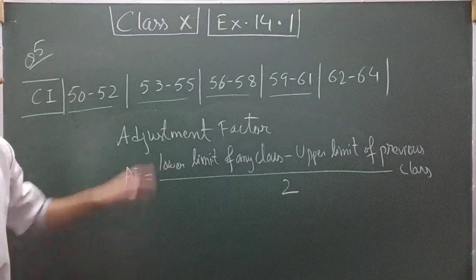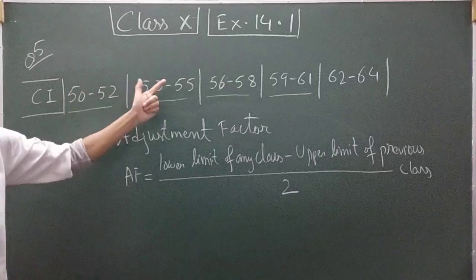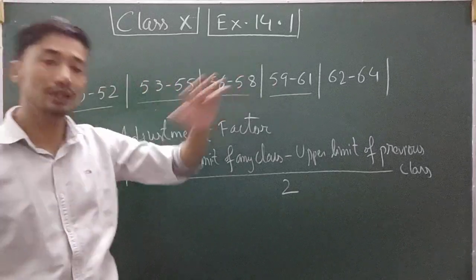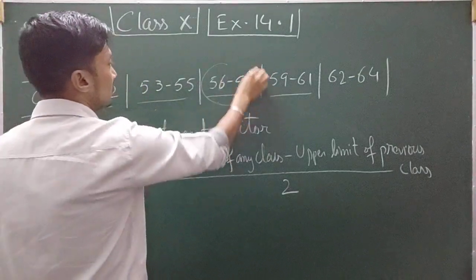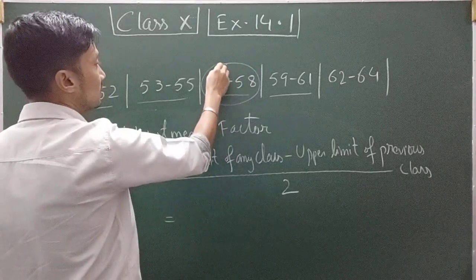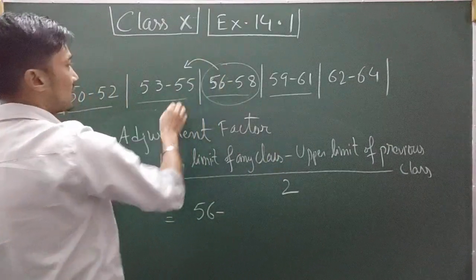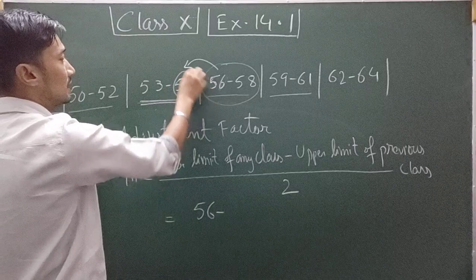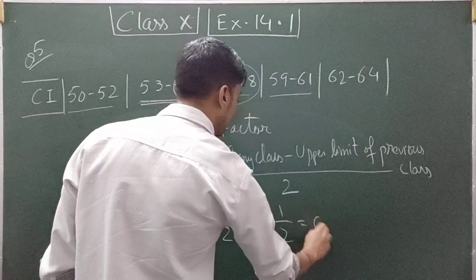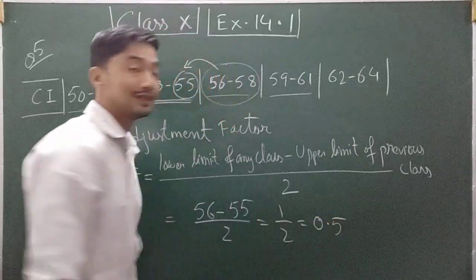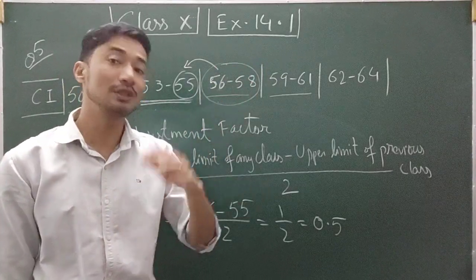Now of course the classes are of the same width, isn't it? 50, 51, 52, 53, 54, 55, 56, 57, 58, so 3 each, so that's not a big problem there. So you will choose any one class interval. From there you will choose the lower limit, so that is 56. So 56 minus upper limit of the previous class. What is the previous class? This one, upper limit, that is 55. So 56 minus 55 divided by 2. So that's 1, 1 divided by 2, 0.5.